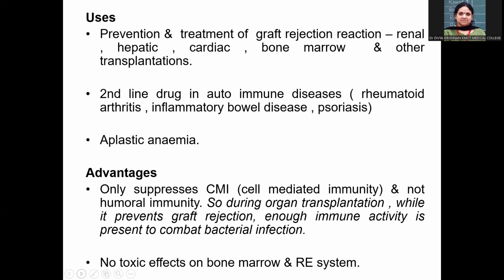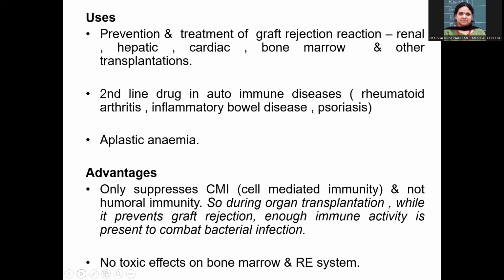One thing that has to be taken into consideration is that it has some nephrotoxicity, and the major limiting toxicity of cyclosporin is nephrotoxicity. So we have to be very careful when we are using it in renal transplant. It is also a second-line drug in autoimmune diseases like rheumatoid arthritis, inflammatory bowel disease, psoriasis, etc. And it is also used for aplastic anemia.